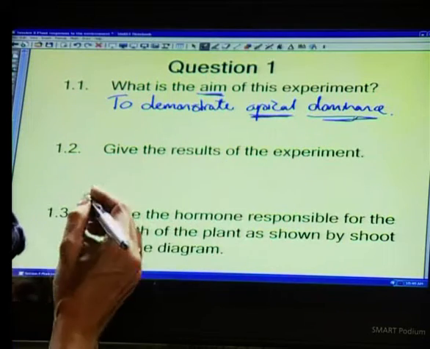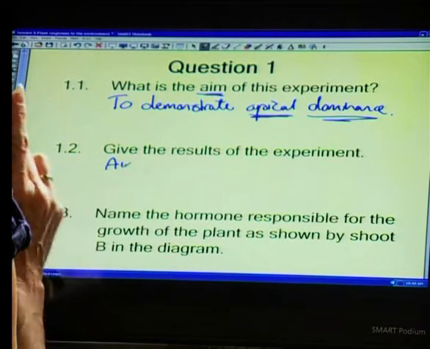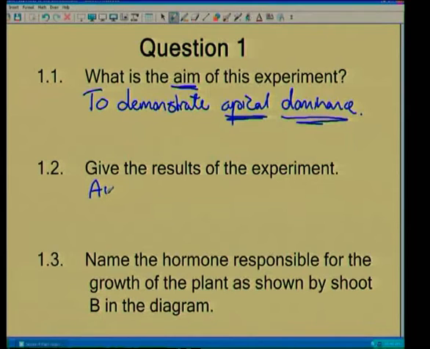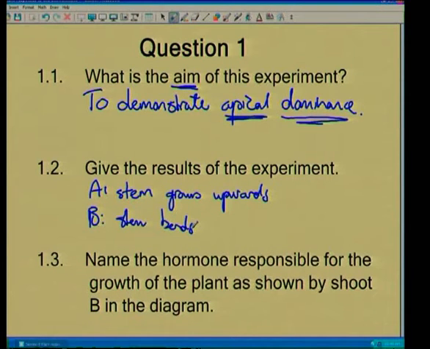Give the results of this experiment. Now, in shoot A, what happened? The stem grows upwards. And for shoot B, what happened when the little tip was exposed? The stem bends. You can say it bends to the side, bends towards the light, or to be properly correct, the light source. So it bends towards the light source.